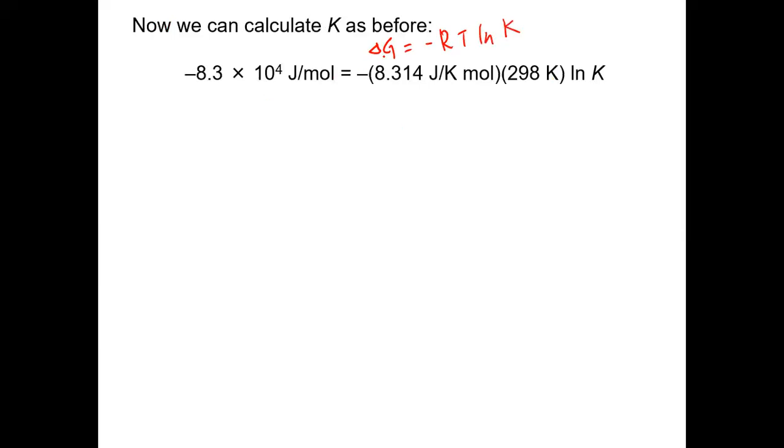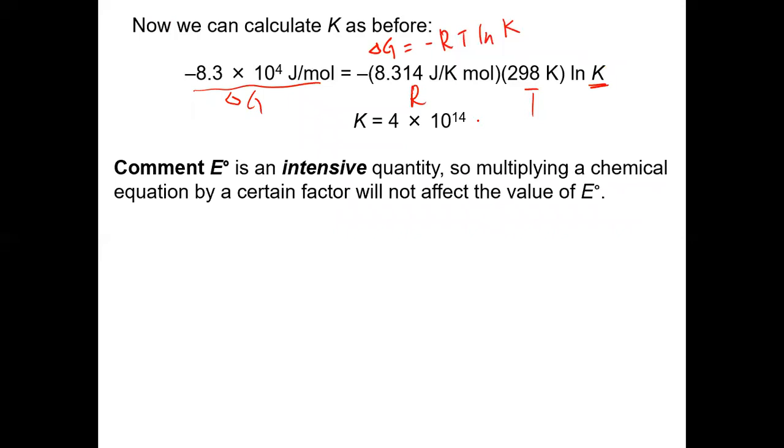So what we did is use this equation and substitute. We have this number for delta G, then this is R, then this is T. We want to find out the K. So you do the similar calculation: multiply, divide, take the exponential, and you get K equals 4 times 10 to the 14.